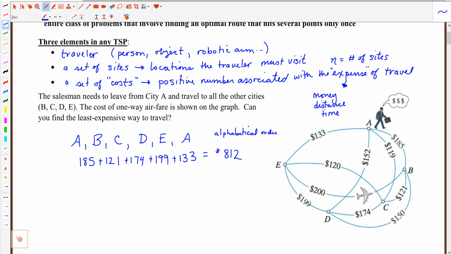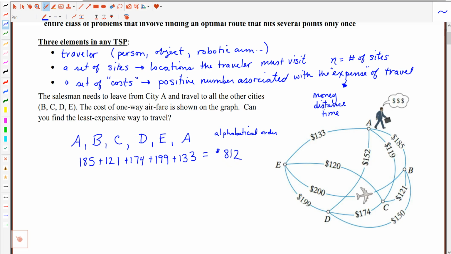So then I would encourage you to take a moment and try to find a different route that allows the traveler to go to all the different cities. He's going to have to start and then come back to city A, and then try to find a trip having a lower value than this one that I just found here.